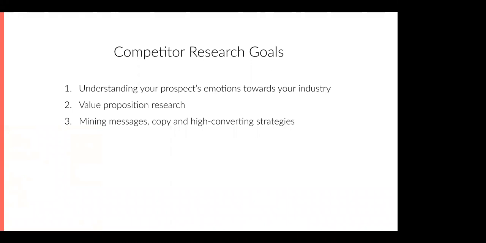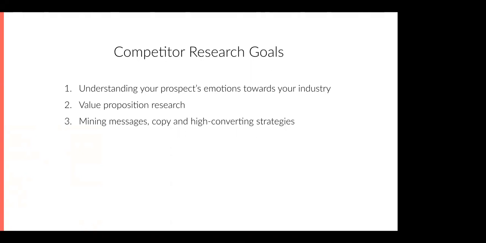So it's just a really cool way of identifying those different emotions that people feel towards your industry, yourself, and your competitor. Number two, as you can see, is value proposition research. And it acts as another step in the direction of identifying that value proposition.